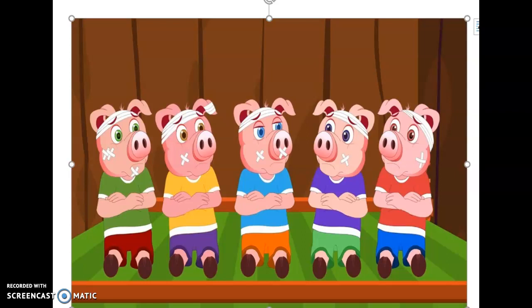So each toe, we hold the big toe, and that's the one that went to market. The next toe stayed home. The one after that had roast beef. The one after that had none. And the little pinky, when we say the words, went all the way home, we tickle the foot as well.